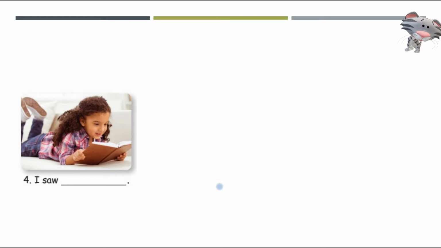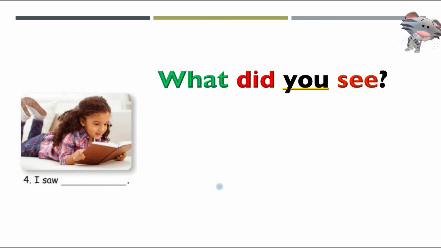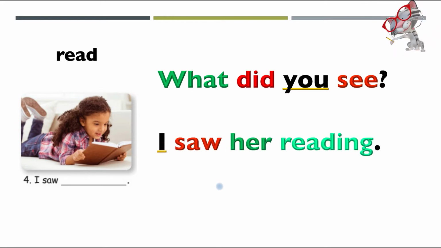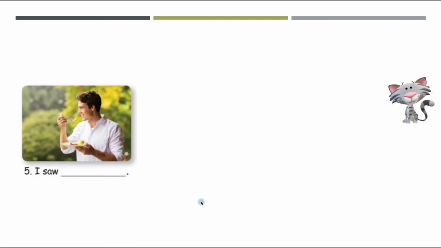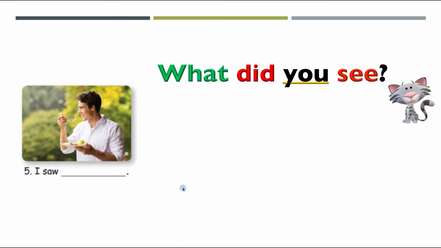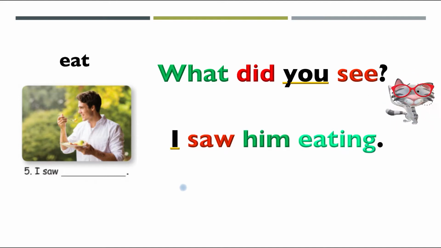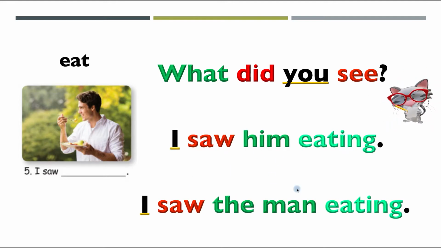Not do number 4? What did you see? I saw the girl reading. I saw her reading. Her is the girl reading. What did you see? I saw the man eating. I saw him eating. So the man is doing the eating. The I is doing the seeing, the sawing, the seesawing.